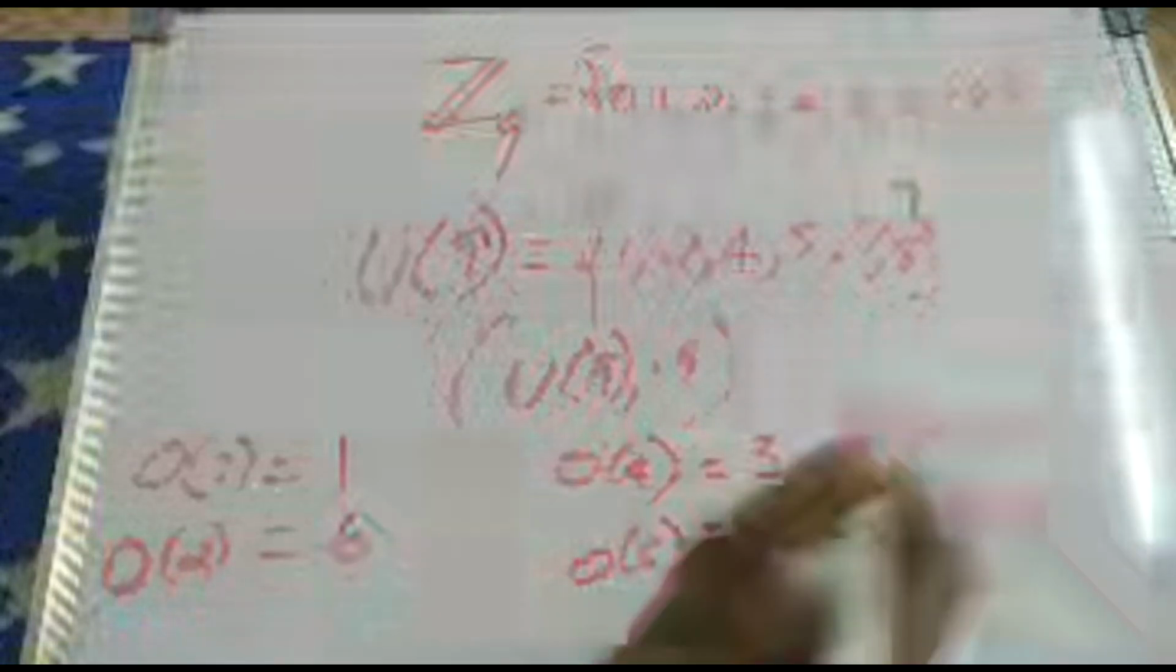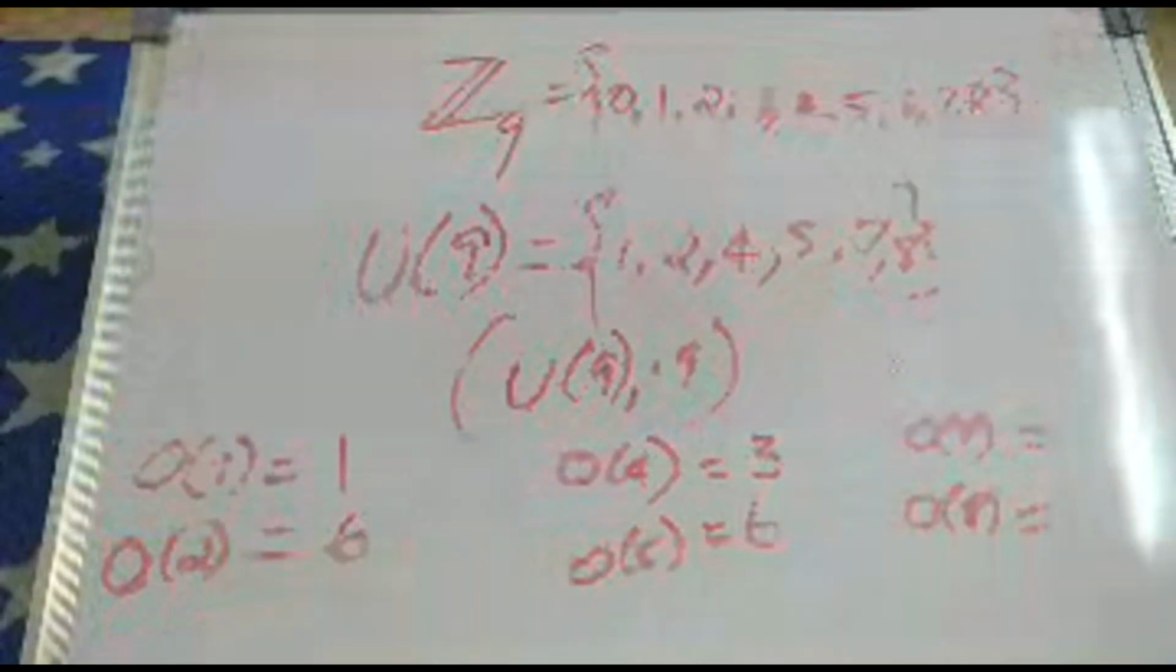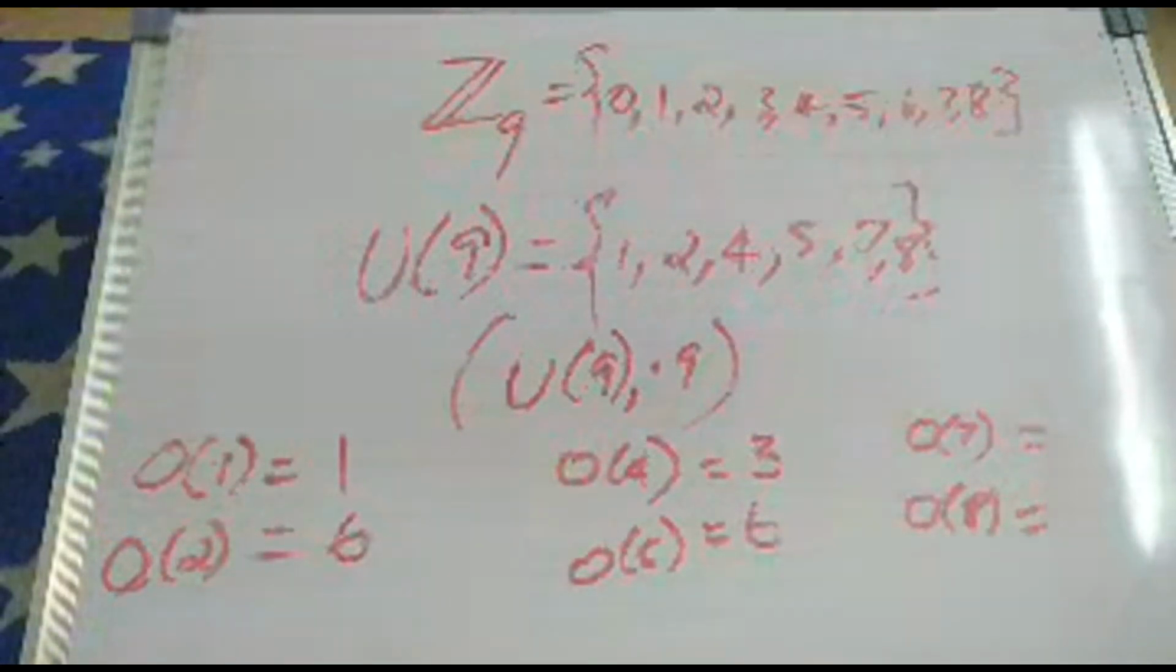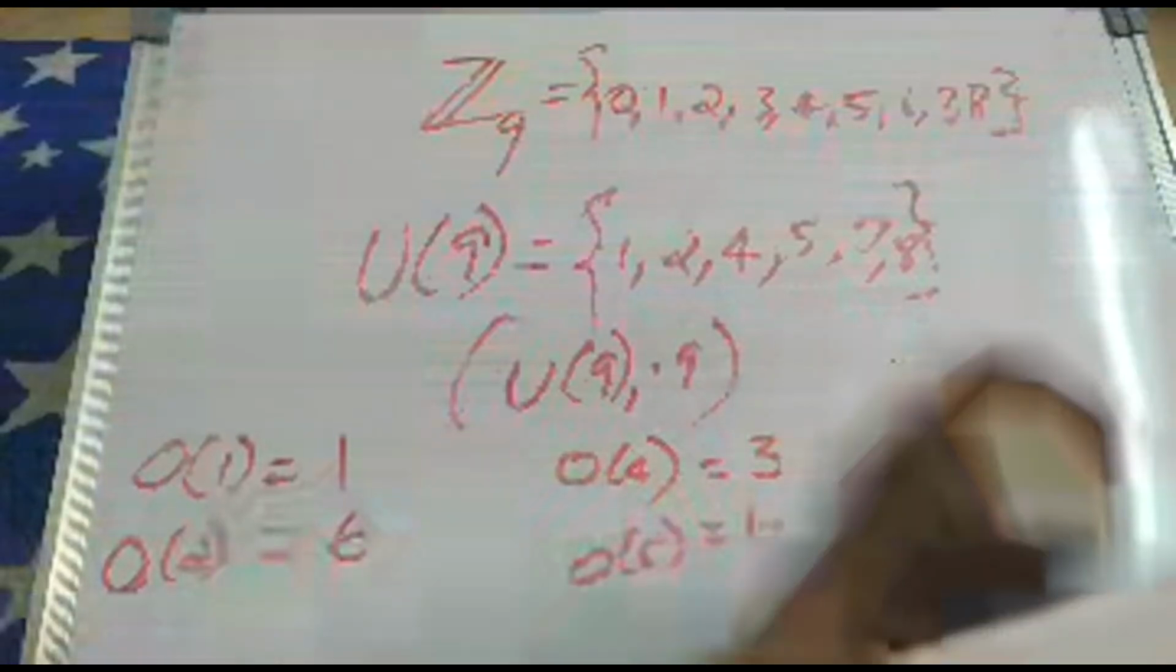So I think order of 7 is also 6. No, 3. Is it so? 7 sevens are 49. With respect to mod 9, it is going to be 4. 4 sevens are 28. With respect to mod 9, it is 1. Yes, yes. Order of 7 is 3.